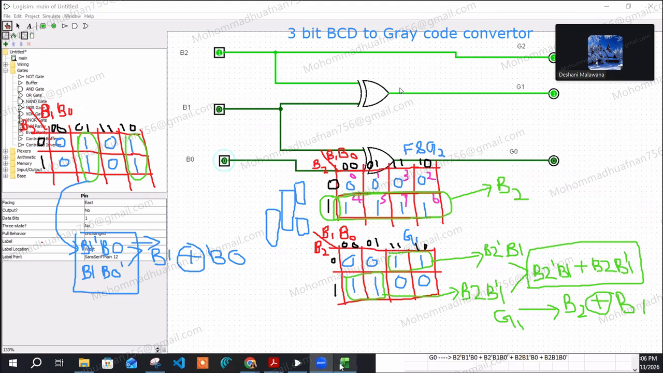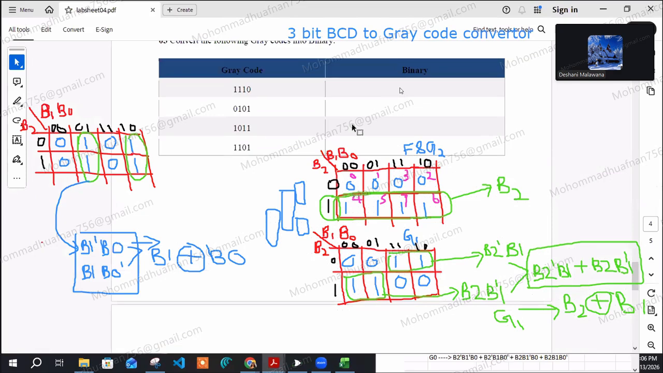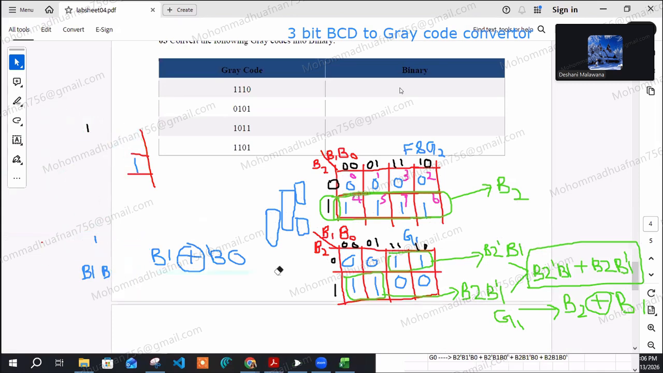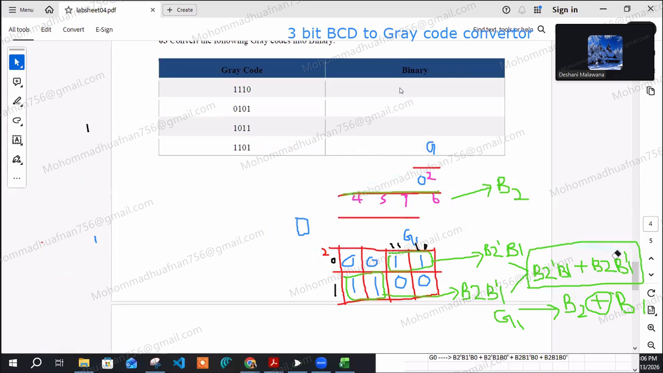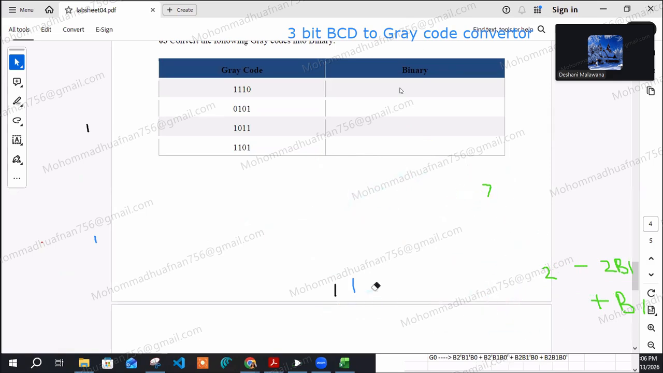Okay, now. So shall I erase this one? It's better to erase, right? Okay, let me erase this one first. Fine.